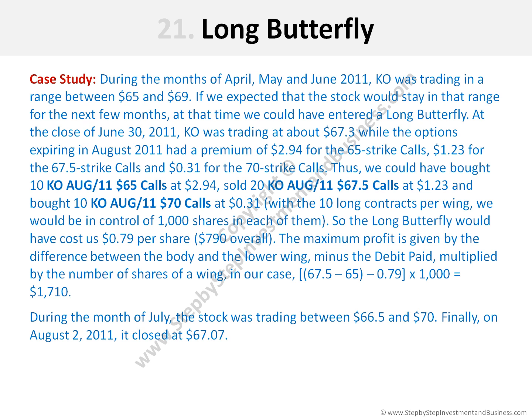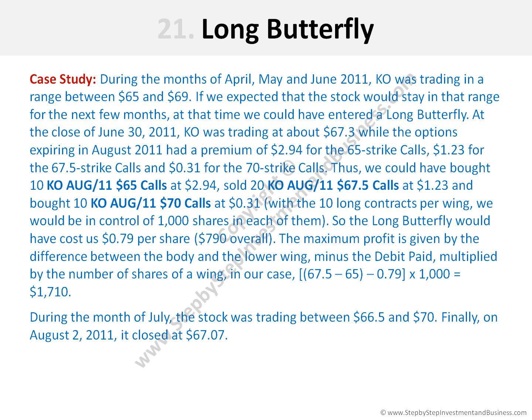With the 10 long contracts per wing, we would be in control of 1,000 shares in each of them. So the long butterfly would have cost us 79 cents per share, that is, $790 overall. The maximum profit is given by the difference between the body and the lower wing, minus the debit paid, multiplied by the number of shares of a wing, in our case 67.5 minus 65 minus 0.79, multiplied by 1,000, which is equal to $1,710.